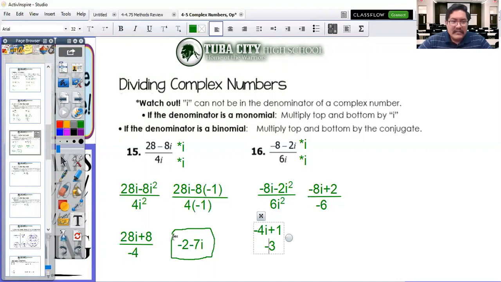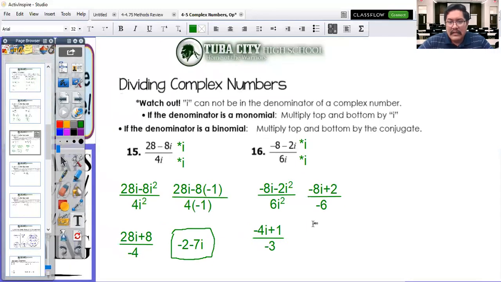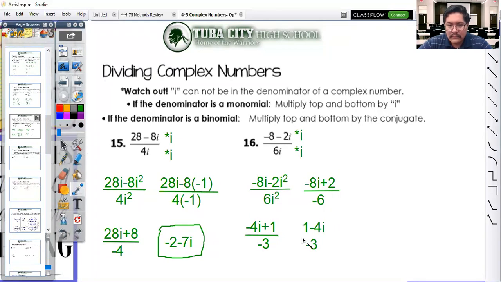Now there's also something else going on here, and that is it is not in complex form. One really quick thing to do is switch that top number so that it goes 1 minus 4i, and the bottom can stay -3. So I think that is it for that one. Another one done, another one down.